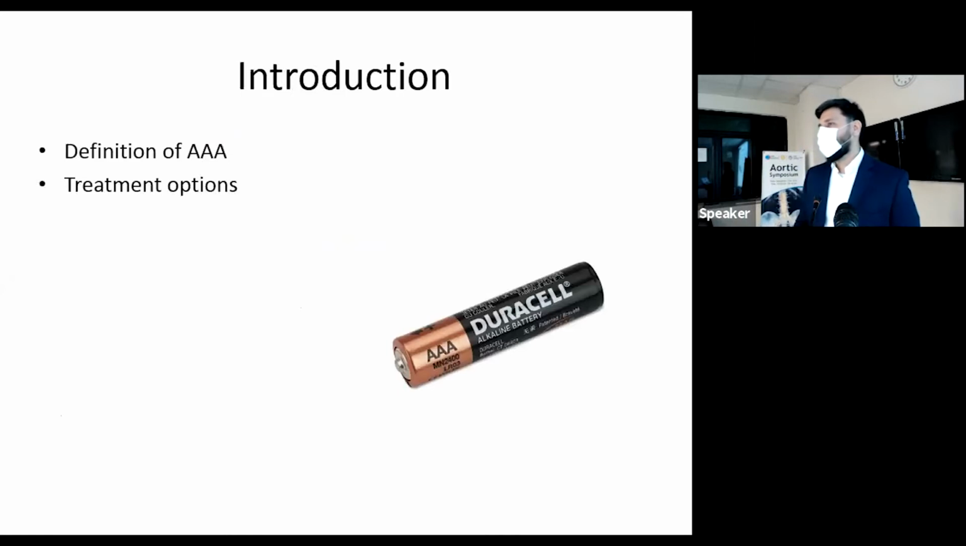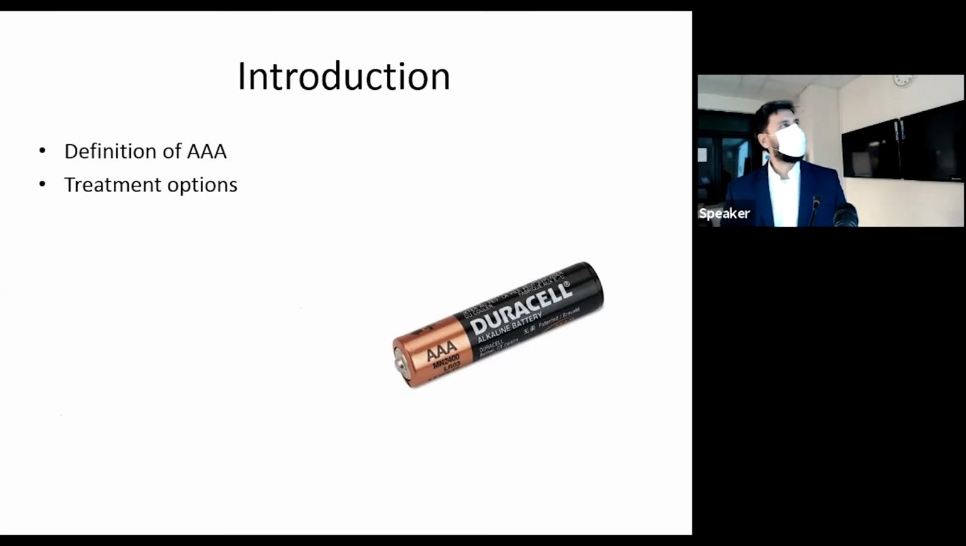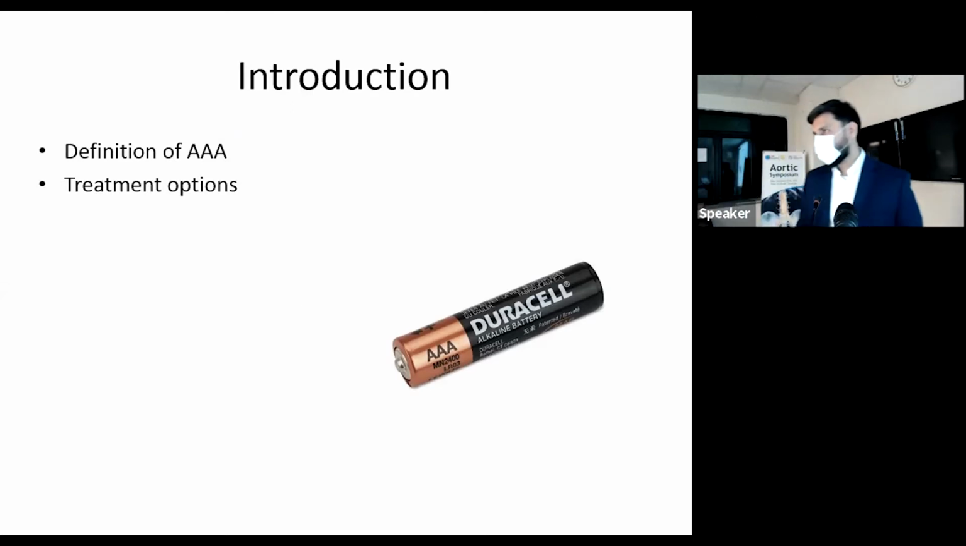So we all know what an abdominal aortic aneurysm is. It's an abnormal dilatation of the aorta, more than 1.5 times its normal diameter. And the main treatments that we have, the main options that we have, are endovascular repair and open surgical repair.